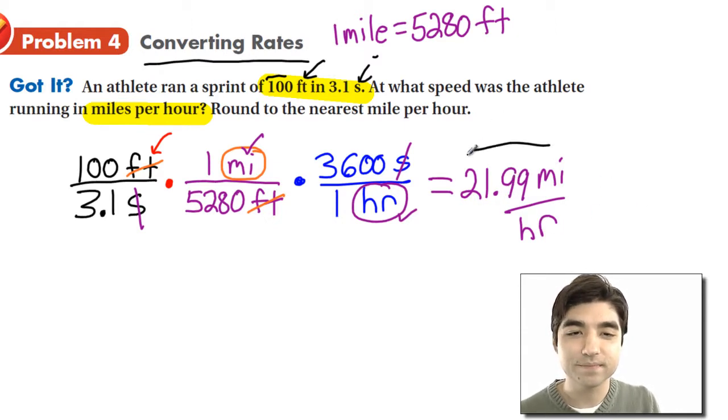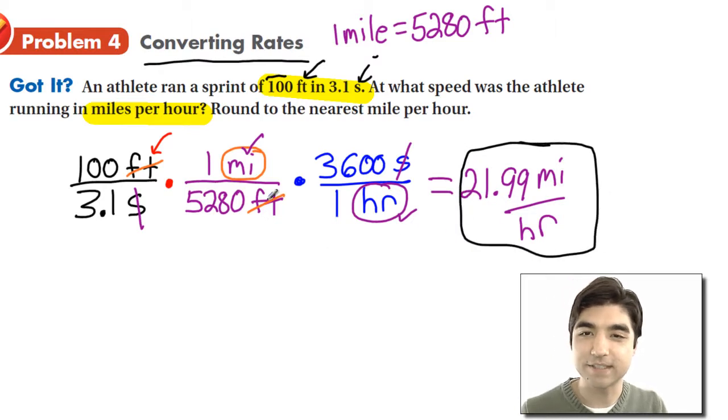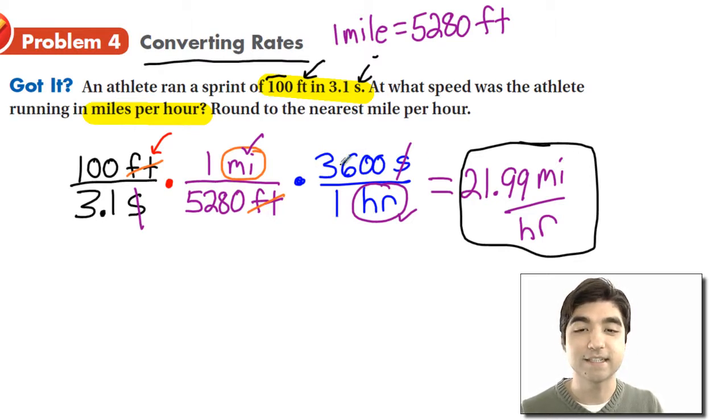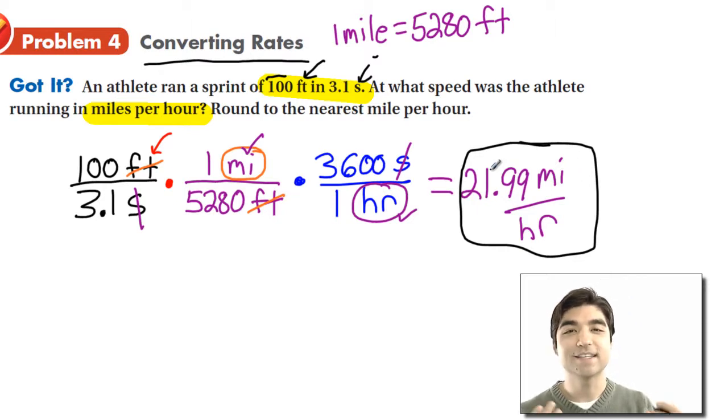Okay, so hopefully you understood all the steps in this. You write the original rate, and then you just take it 1 step at a time. So we have 1 mile equals 5,280 feet. Write the feet on bottom so the feet cancel out. Then we work on the seconds. There's 3,600 seconds in 1 hour. Write the seconds on top so that those cancel out. Multiply them all together and you get your final answer. Okay, so that's the last problem.